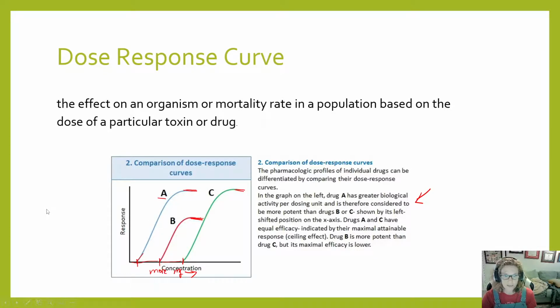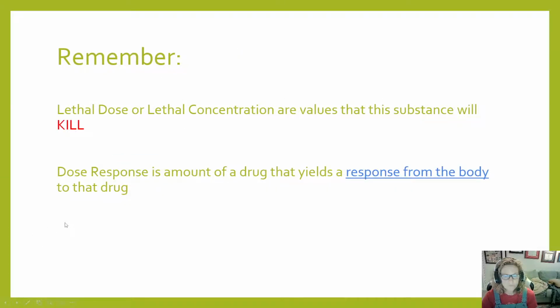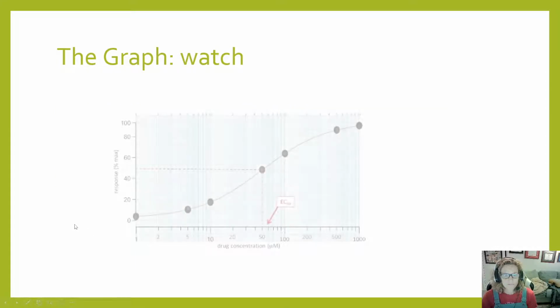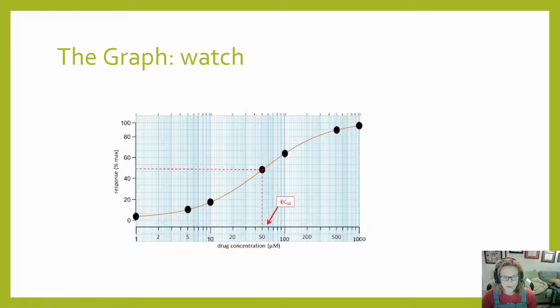You do not have to make these curves. You used to, but you don't now. You just have to understand them and be able to interpret them and talk about them on the test. So remember, a lethal dose or a lethal concentration are values of the substance that will kill. Dose response is the amount of drug that yields a response from the body to the drug. So you're sick, you need medicine, and the dose response is how much you need to have the medicine make you better. Pretty simple.